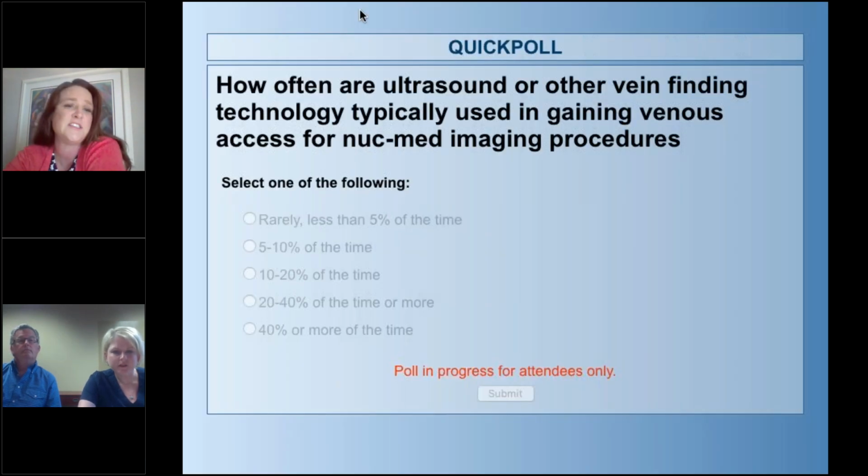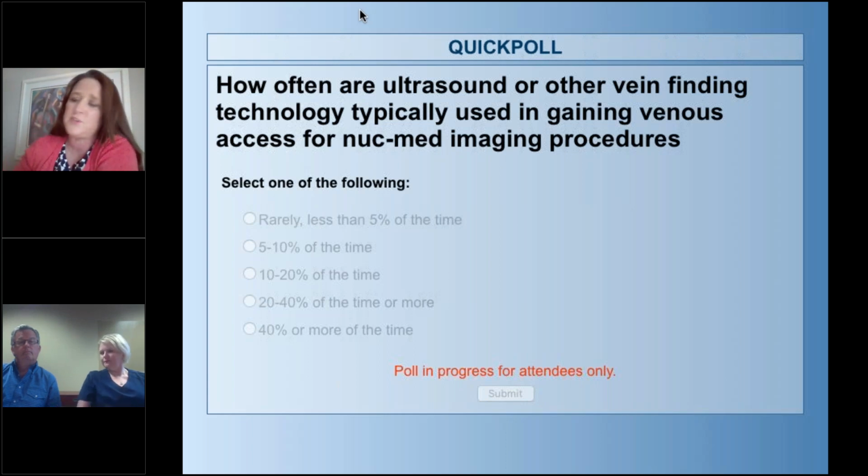So the polling question states, how often are ultrasound or other vein finding technology typically used in gaining venous access for nuke med imaging procedures? So this would be an idea of how often is that ultrasound used. So rarely, less than 5% of the time, 5 to 10% of the time, 10 to 20, 20 to 40, or possibly 40 or more % of the time is ultrasound being used to find that vein technology. We'll go ahead and leave this up during my introduction of our next panelist.